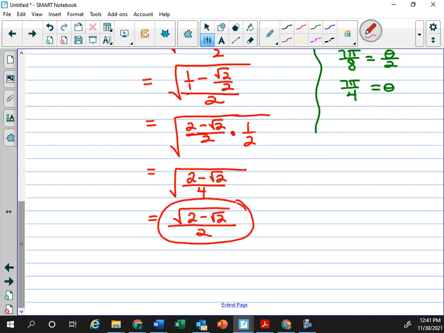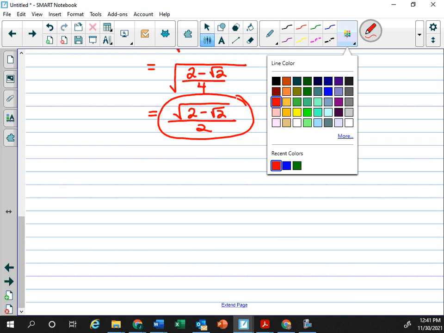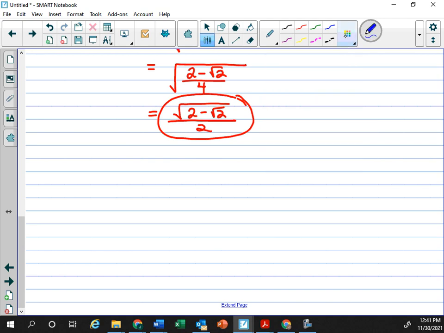All right, let's try another one of those. I'm going to have you guys try this one. It's a very similar problem. Instead of the sine of 7 pi over 8, you're going to find the cosine of 7 pi over 8. Not the same thing. Close. It still has a lot of 2's in there.